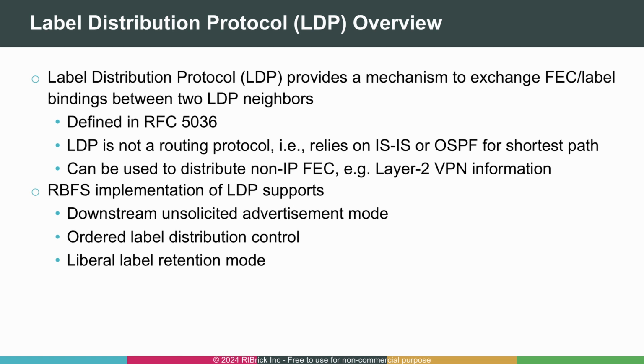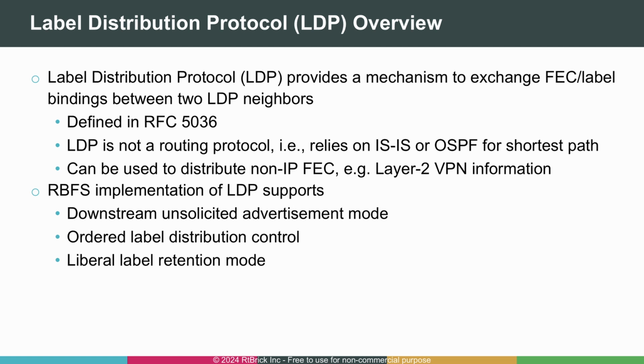Defined in RFC 5036, LDP is primarily used to establish label-switched paths between label-switching routers. It is not a routing protocol. It does not carry reachability information or metrics. Instead, LDP maps forwarding equivalence classes to labels that identify LSPs. For routing table construction, LDP relies on IGPs such as OSPF or ISIS. Although originally designed to distribute label bindings for IPv4 and IPv6 prefixes, LDP is not limited to IP. It was extended in RFC 4447 to signal MPLS pseudo wires as well.